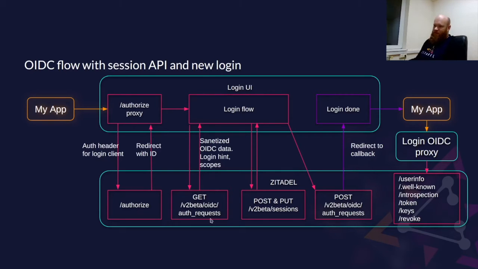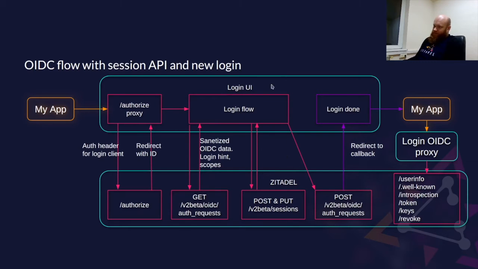The login UI would make an RPC call where it will get the current auth request with sanitized OIDC data, such as the login hint and the scopes of the authorization request. Then, during the login flow, the UI would make calls to the sessions API. So it would say post for creating a new session and put on every update, such as check username, check password, request a challenge for email code, fulfill the challenge, so make a code check, etc.